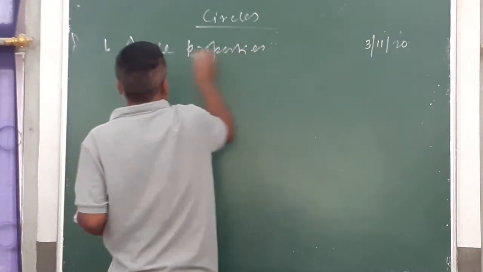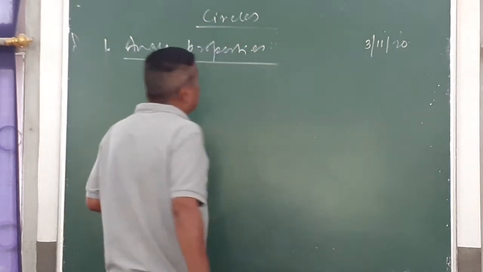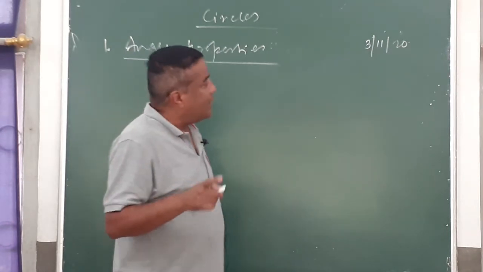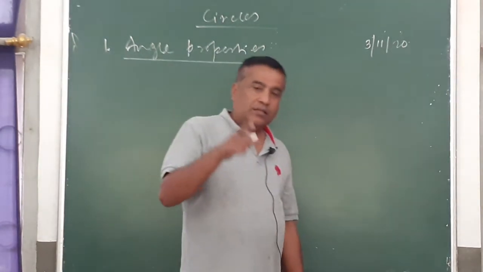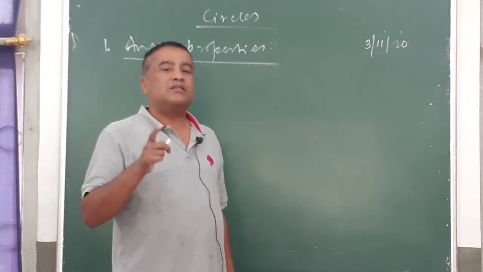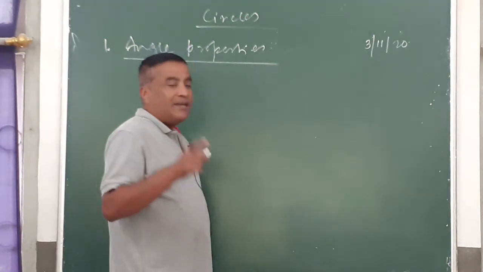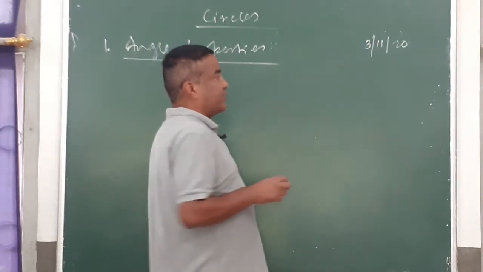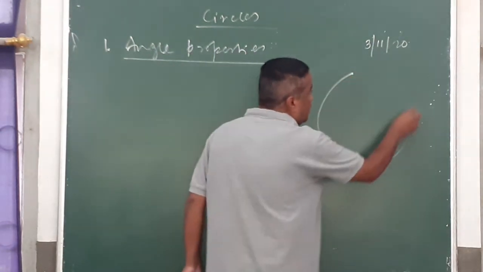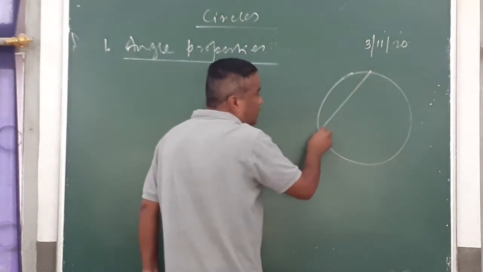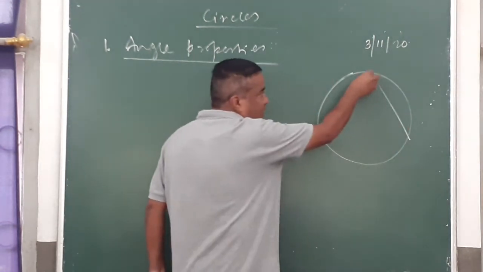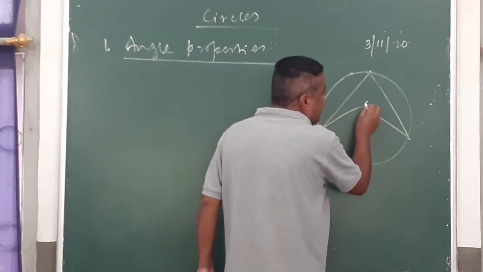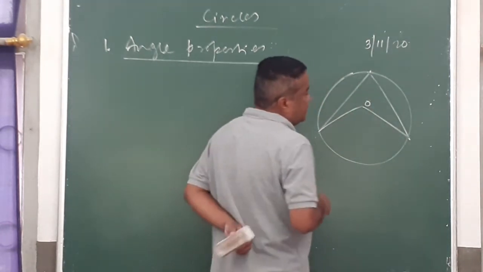Under angle properties, there are some theorems that you have to know. Theorem number one: angle at the center is double of angle at the circumference. What did I say? Angle at the center is double than angle at the circumference. Suppose this is a circle. This line is called chord. And this is the center of the circle.